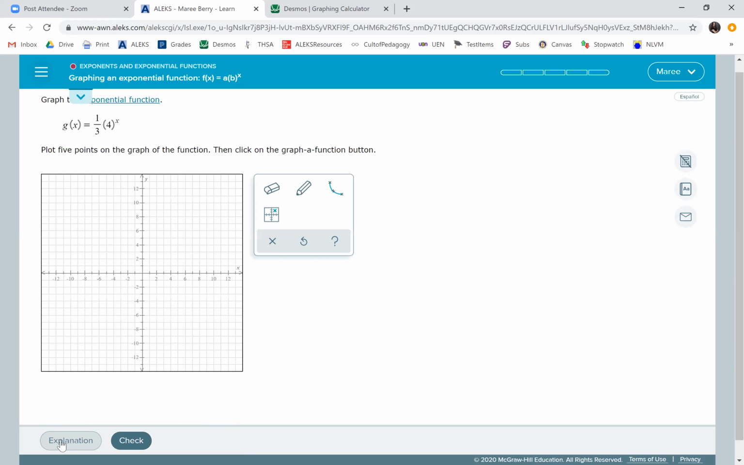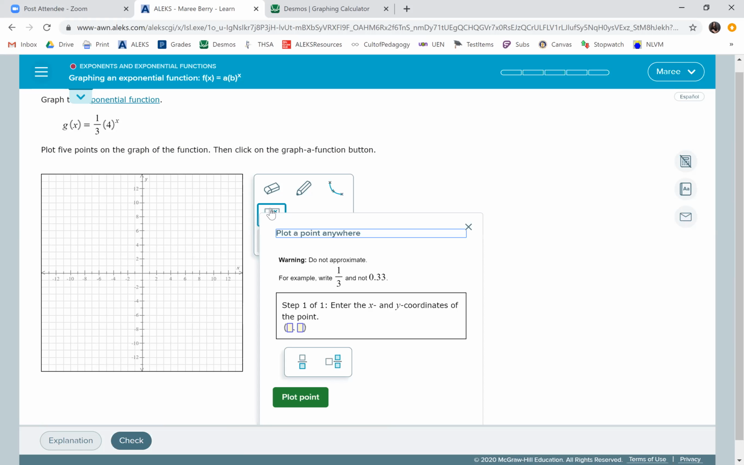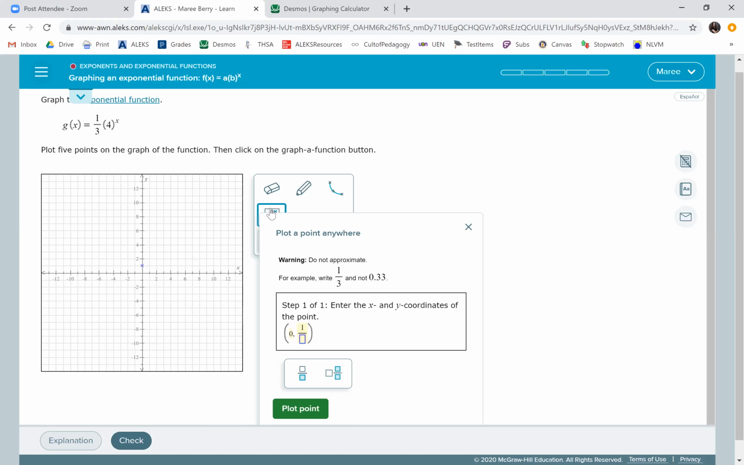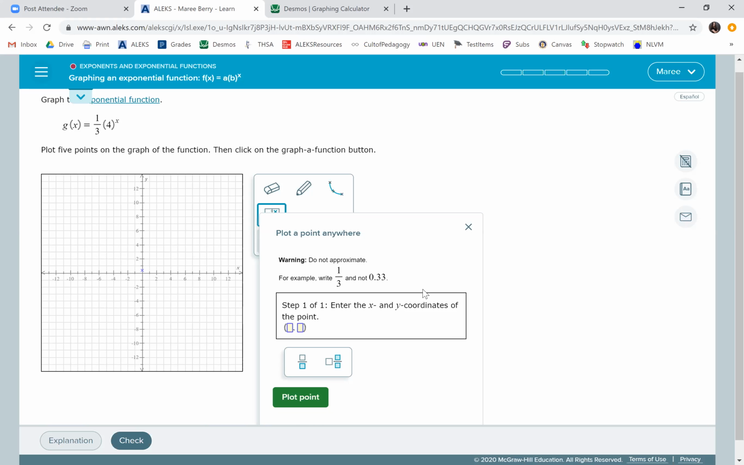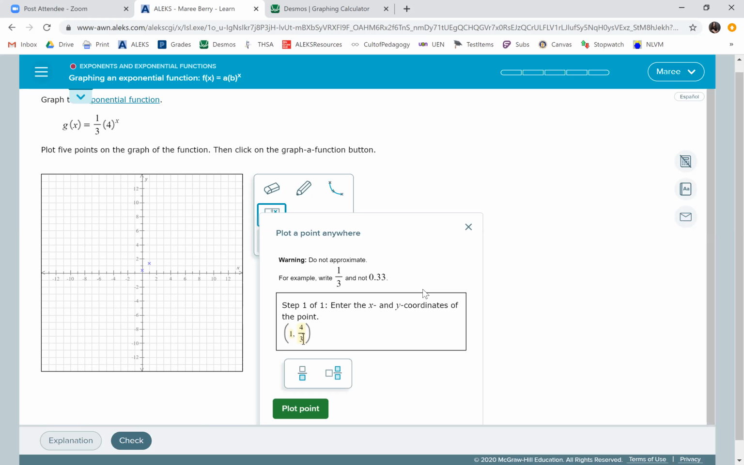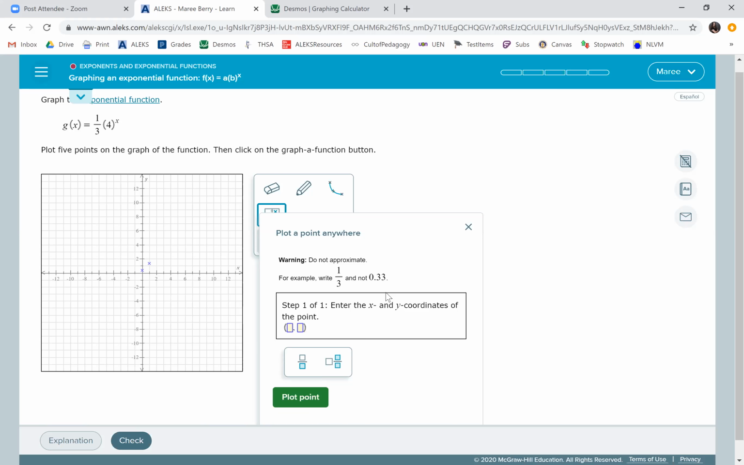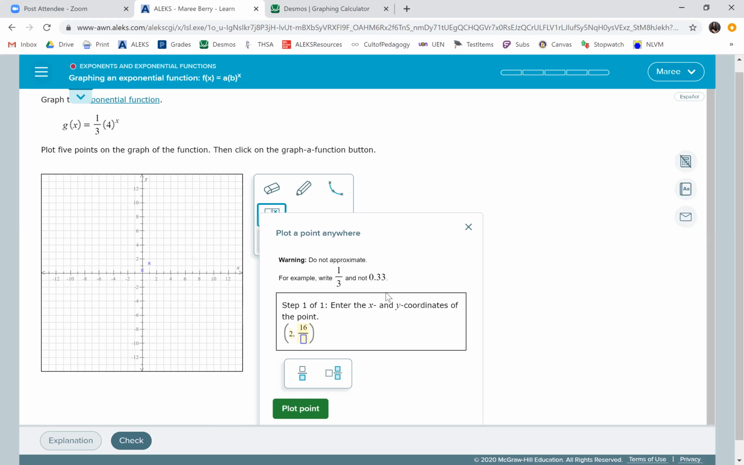So I like to start with 0 when x is 0. You know, anything to 0 power is 1. So when x is 0, you have, oops, we're not going to be able to type it in. I mean, we'll have to type it in. So when x is 0, you have 1/3, because it's going to be 1/3 times 1. When x is 1, you're going to have 1/3 times 4, which is 4/3. And when x is 2, you're going to have 1/3 times 16, which is 16/3.